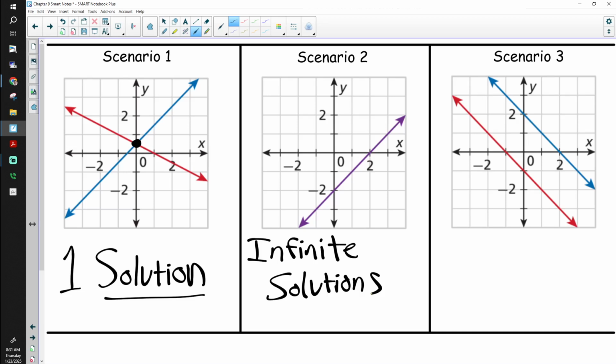The last scenario is when our 2 lines are, what's the word for that? Parallel. No matter how long we extend these lines to the left or to the right, because they are parallel, will they ever cross? They'll never intersect. So does this system have any solutions? No solutions.